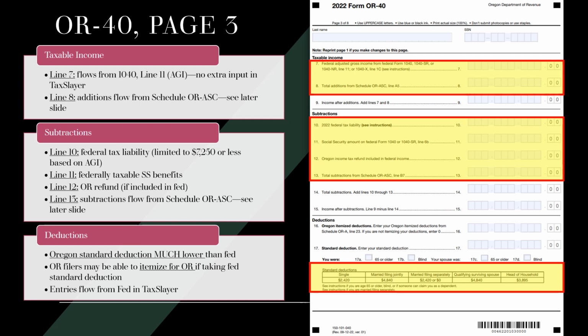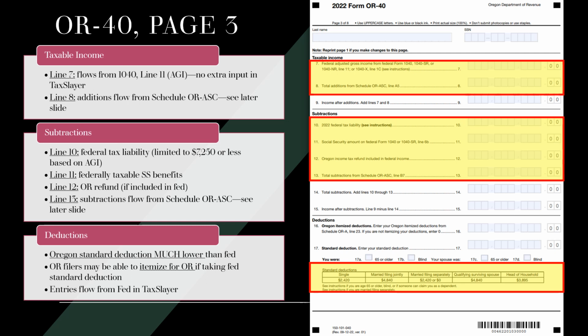Then we move on to the subtractions section of the return. Some income that is taxable federally is not taxed by Oregon. So line 10 begins this section by subtracting the amount of federal tax liability up to $72.50, depending on AGI. Line 11 subtracts federally taxable Social Security benefits, and this results in Social Security benefits being fully tax-free to Oregon.